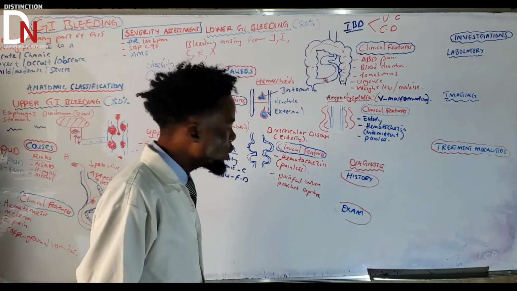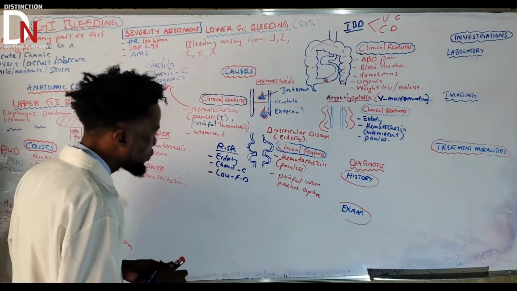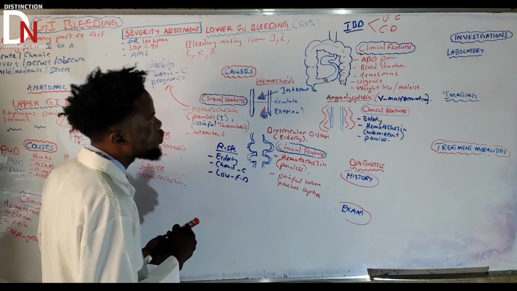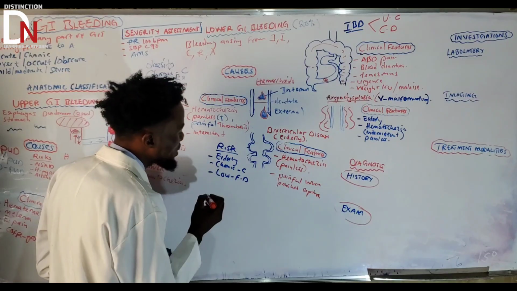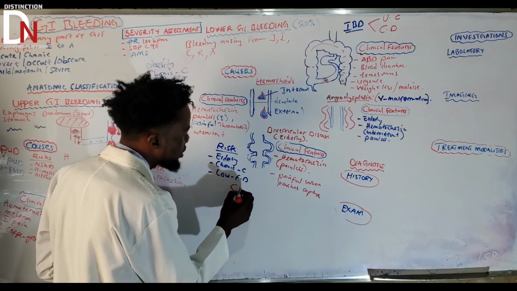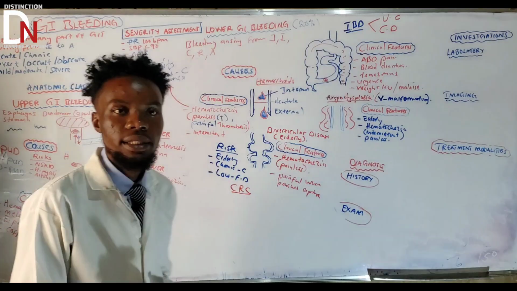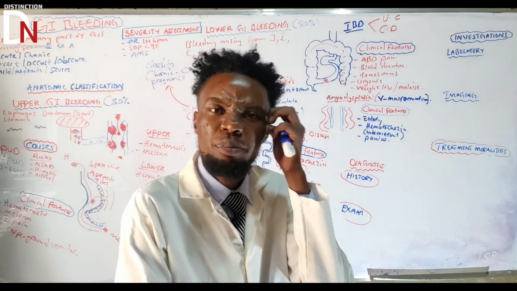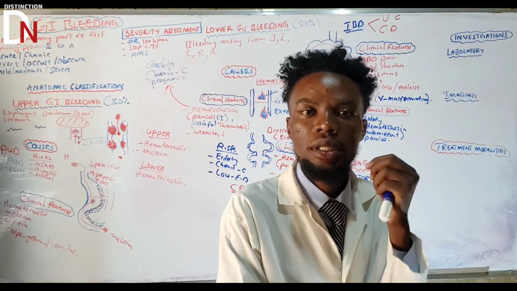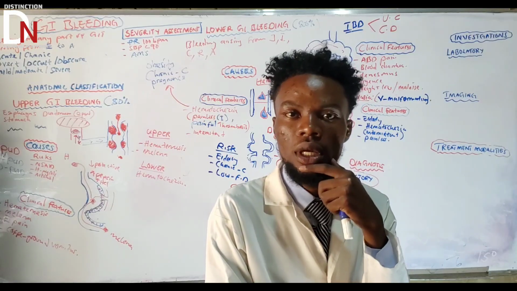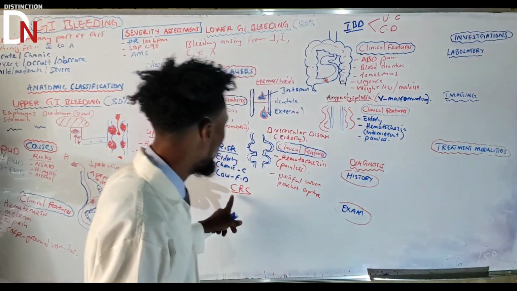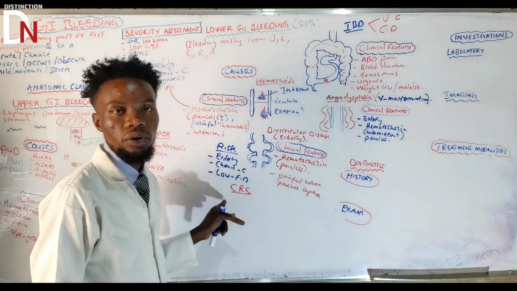Now there's also another important cause that you need to take note of. What is the other important cause? This one, CRC. What is CRC? Colorectal cancer. Colorectal cancer is also one of the important causes of lower GI bleeding. So that's the cancer of the rectum and the colon.